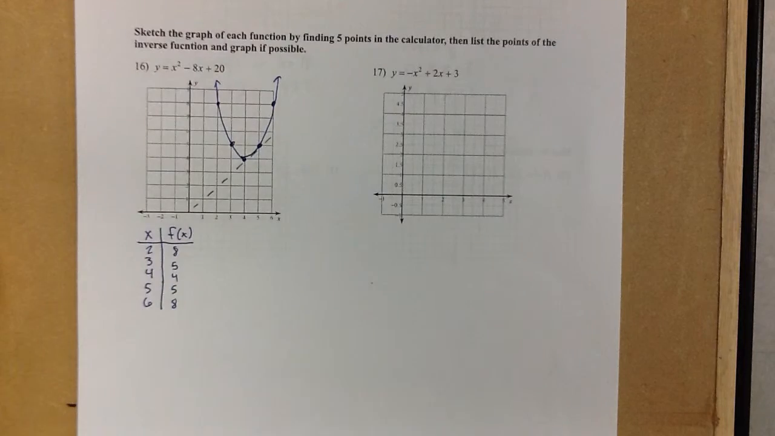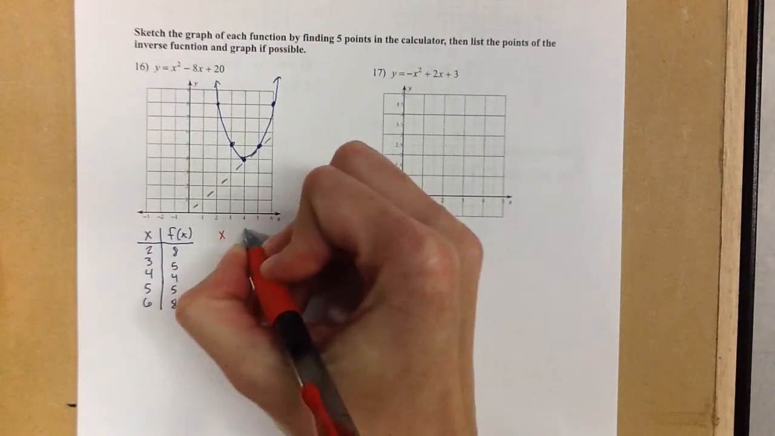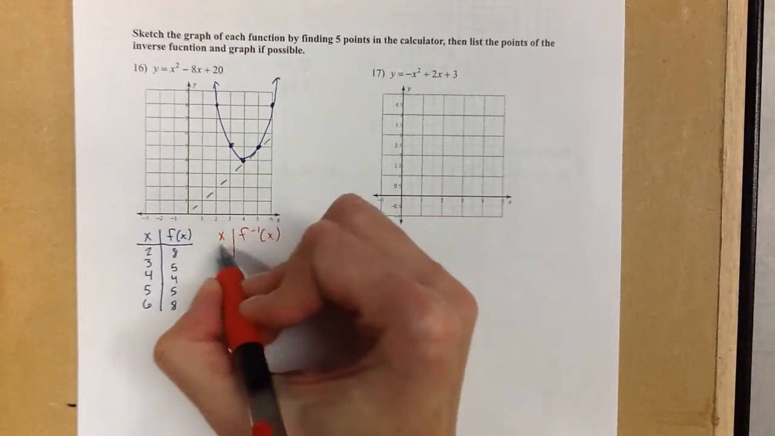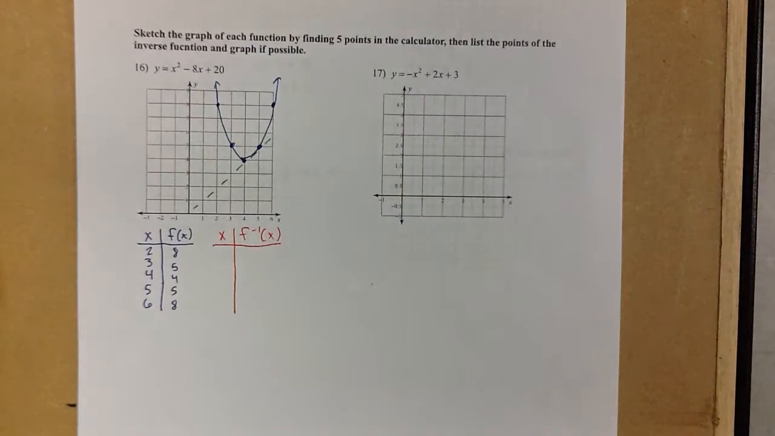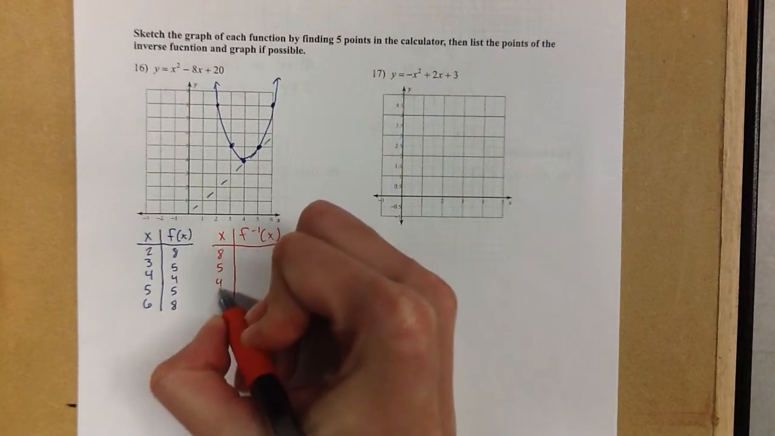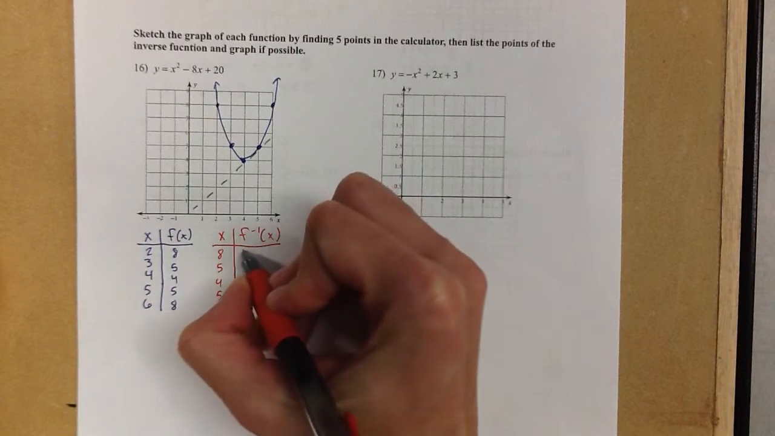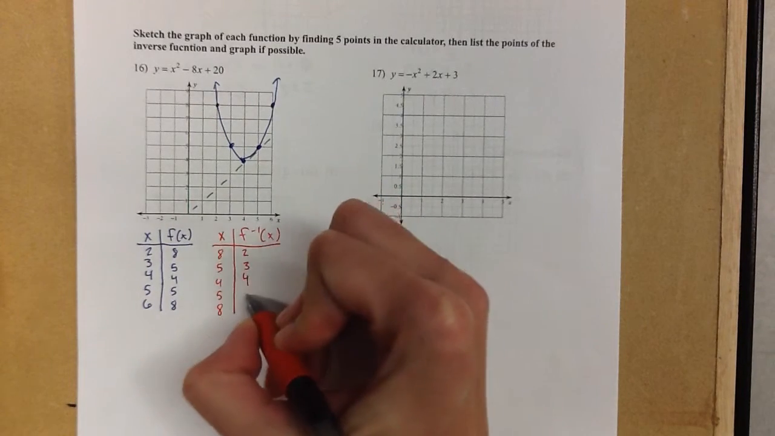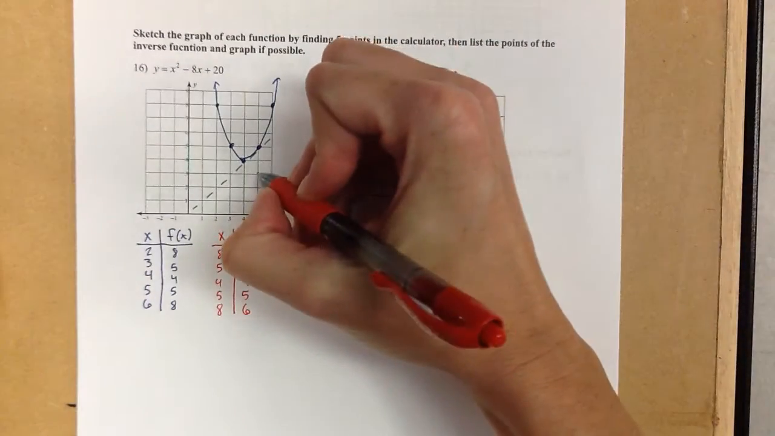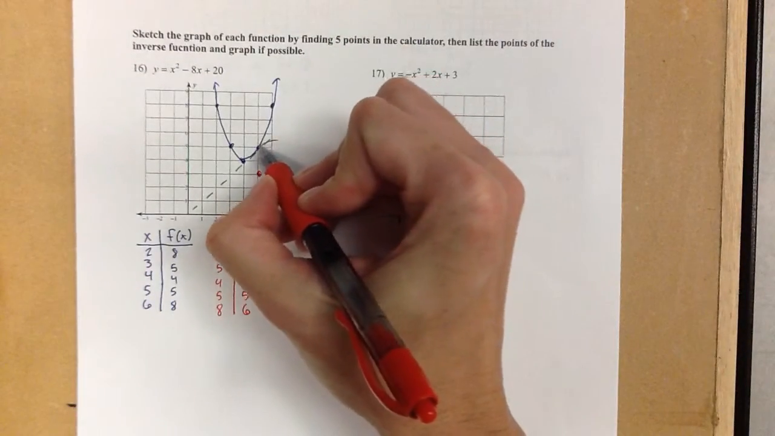So to find the inverse, we switch our x and our y. So I have x, f inverse of x. So your x's are now your y's, and your y's are now your x's. 8, 5, 4, 5, 8. 2, 3, 4, 5, 6. And not much is going to fit on here.